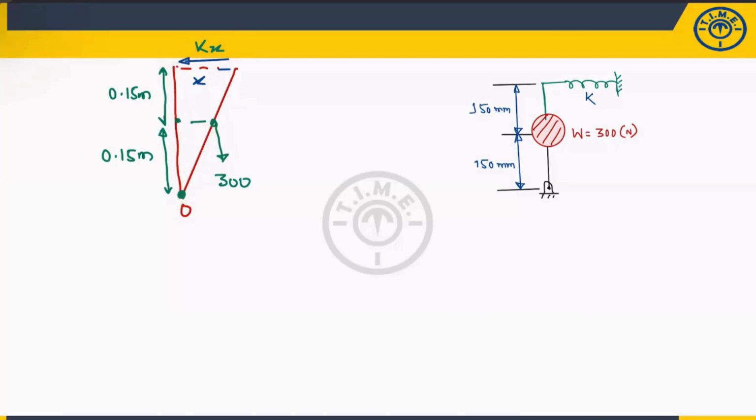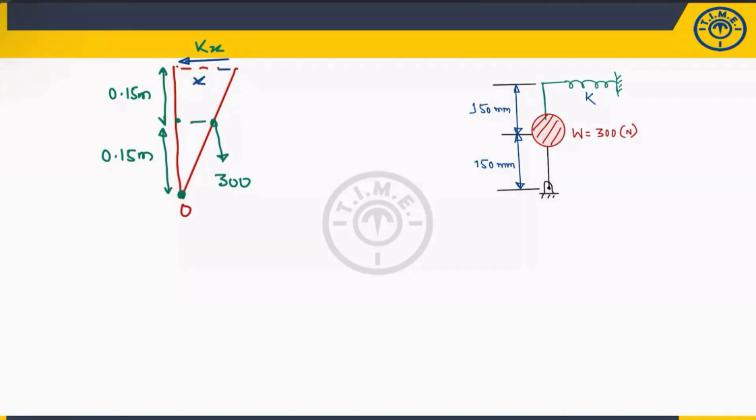And that is the most important part. You have to use the geometry. From the property of similar triangles, if you see here, this is basically a triangle. If this is the displacement x, what is this displacement? Can you please tell me?